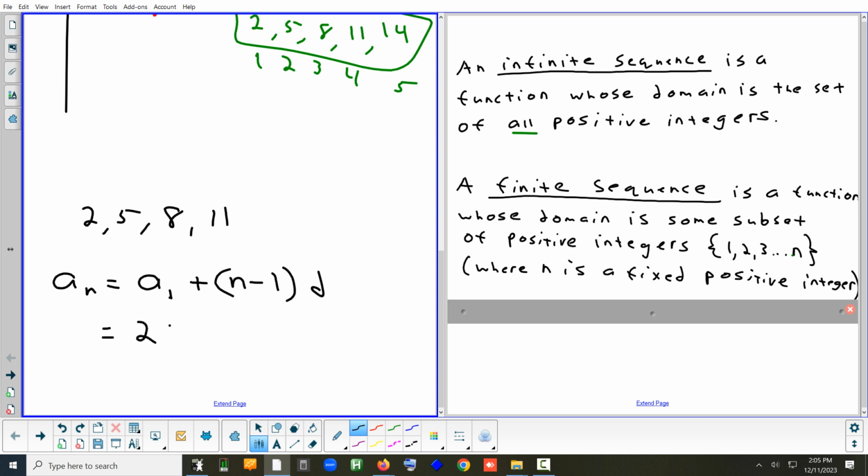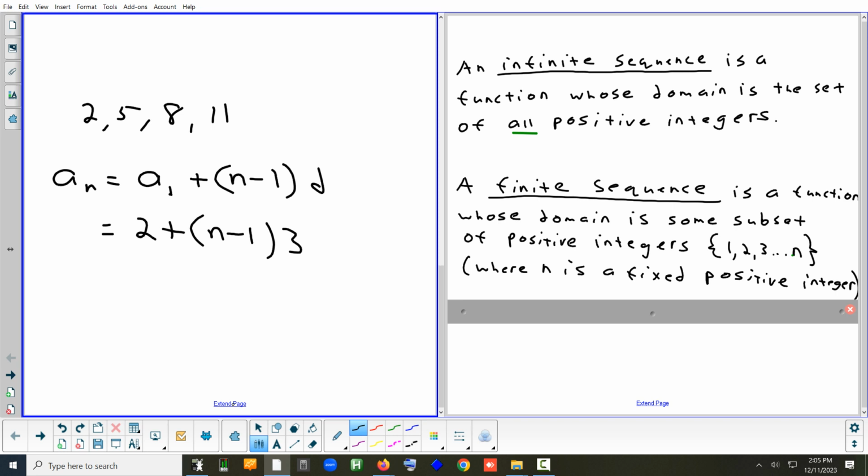2, plus... you don't fill in anything for n, you leave n. And what's the common difference? Like 5 minus 2, 8 minus 5, 3. Okay, that 3 is on the outside of parentheses. So what do you have to do with a number when it's outside parentheses? Multiply.